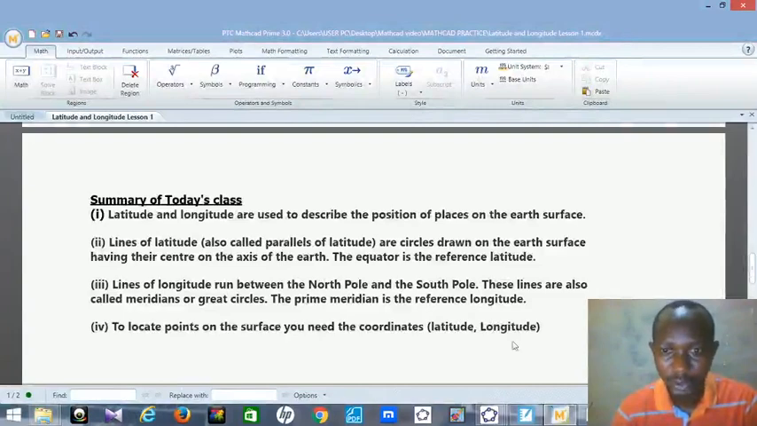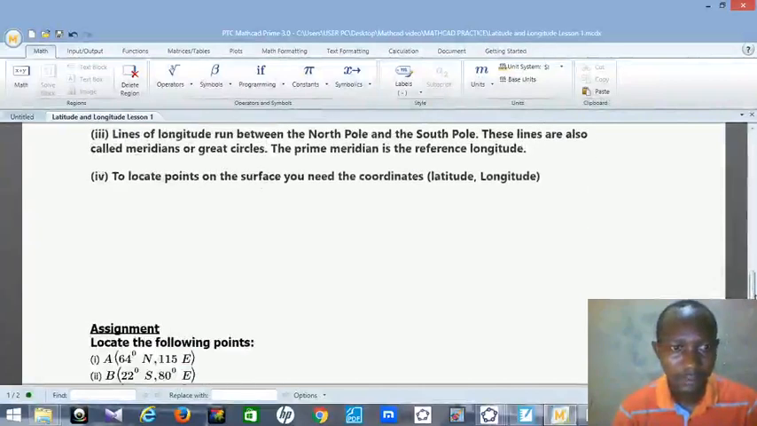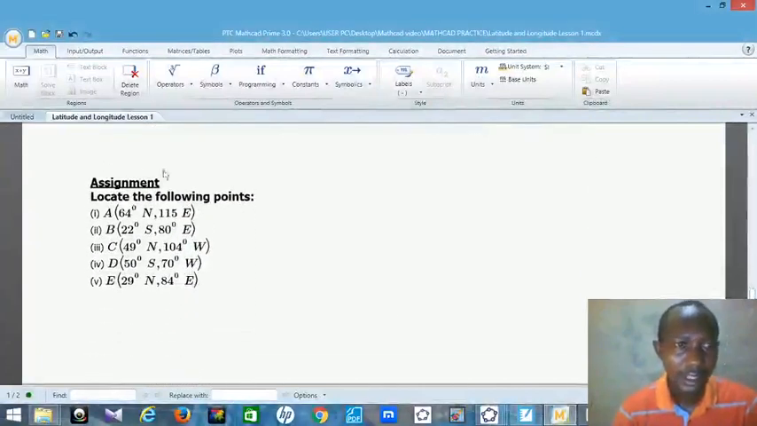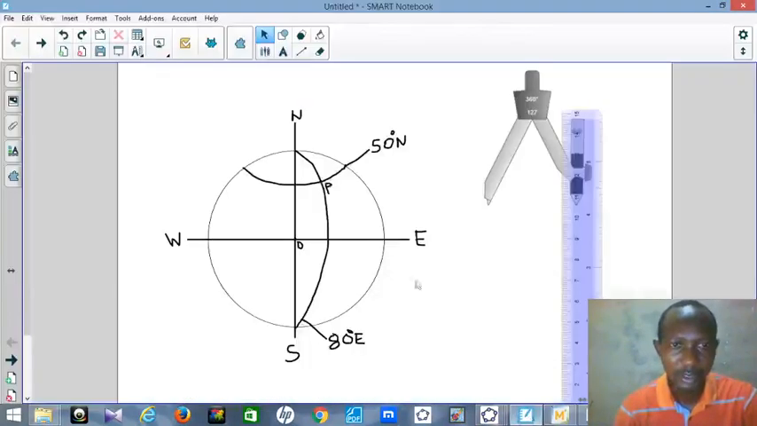I want you to go through this video carefully. Make sure you follow the illustration, get it very well, then try and locate this point. That is your assignment. Point A is 64 degree north, so this is the latitude. Then 115 degree east, this is the longitude. Because you are not using software, you are using paper, you can use this format.